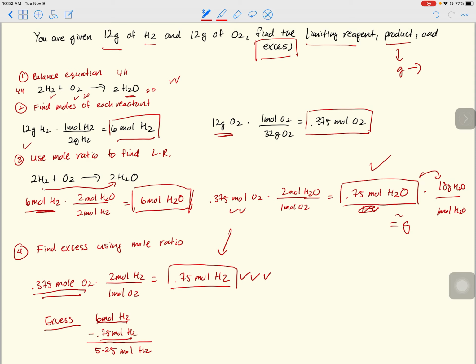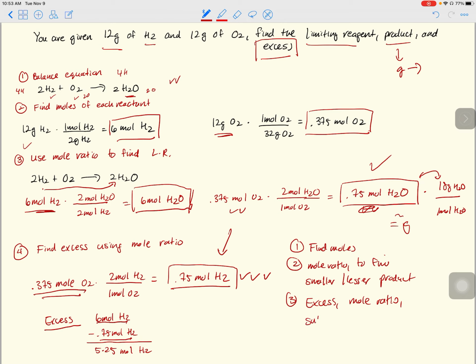So just to recap, whenever you see a problem with limited reagent, the first step is always find moles. The second step is use mole ratio to find the smaller or lesser product. And the last step is to find the excess: mole ratio, and then subtract, initial minus what you use.